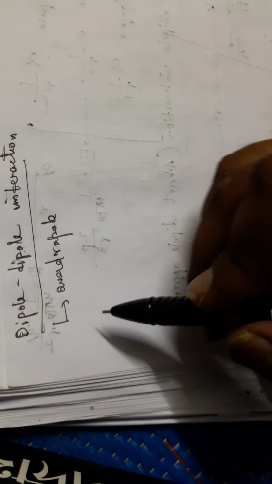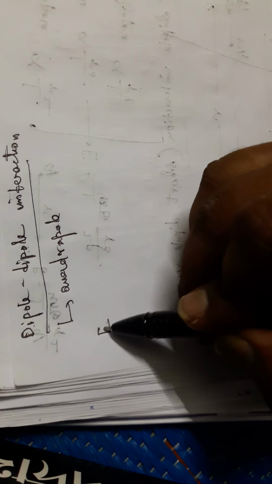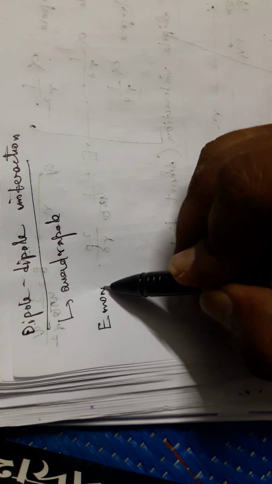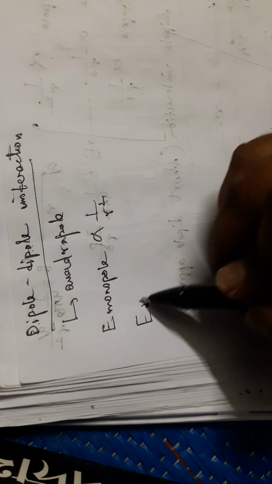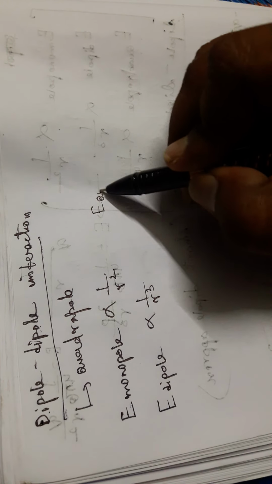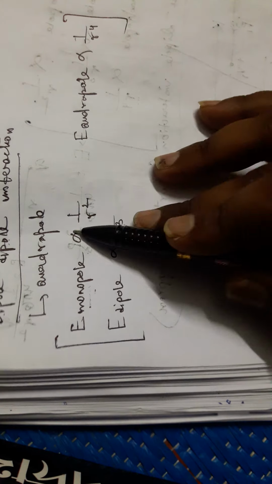Before starting this, I need to discuss something important. E monopole is proportional to 1 by r squared. E dipole is proportional to 1 by r cube, and E quadrupole is proportional to 1 by r to the power 4. You are aware of these two functions.